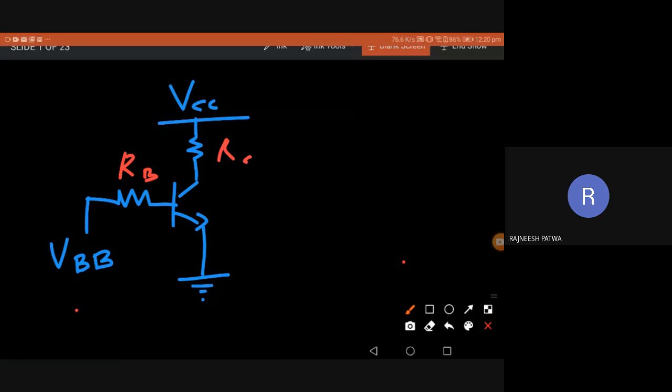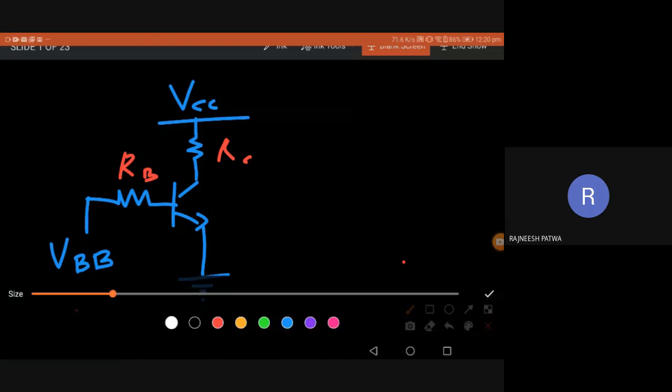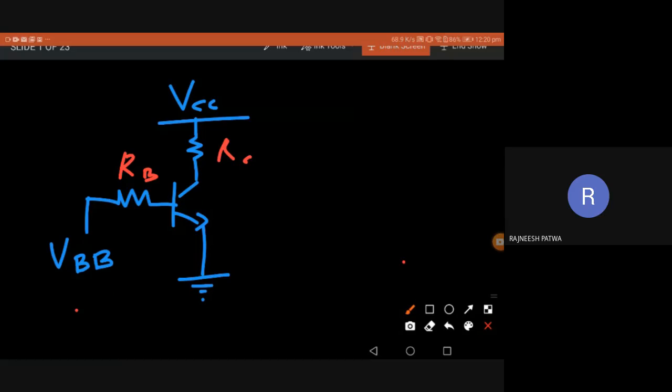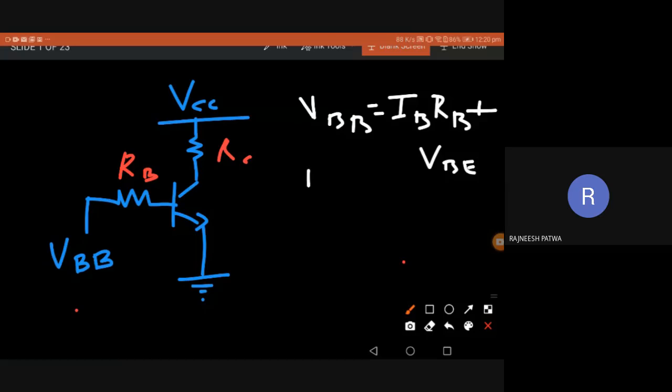Why? You can calculate IB first. How do we calculate the biasing point here? First take the input circuit. Input VBB: VBB is the drop across RB and VB. So VBB equals IBRB plus VBE. From this equation we get IB from the input circuit, that is VBB minus VBE divided by RB. That is the first part.